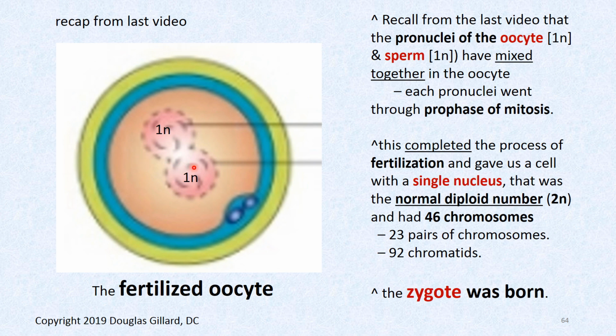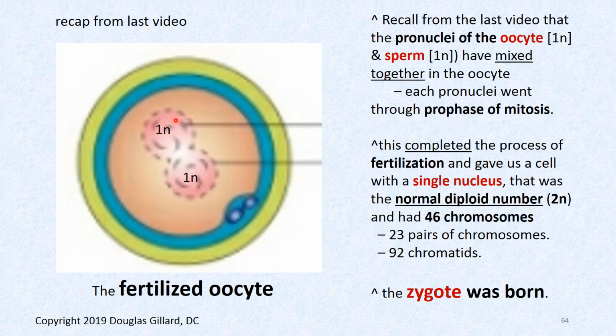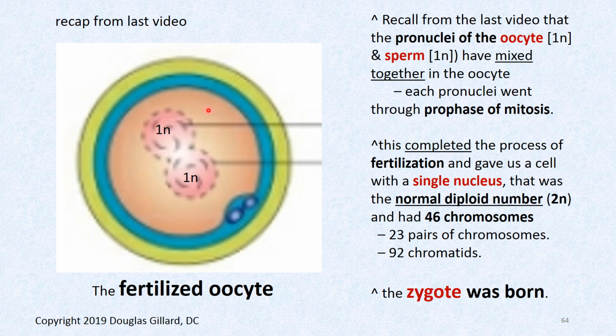At this point, we've gone through interphase already. We have 92 chromatids, but only 46 chromosomes. Okay, that's where we were. The nucleus of the newly formed zygote then completed the cell cycle. Instead of two nuclei individually going through mitosis and cytokinesis, together this acts as one big nucleus, and the whole thing continues the cell cycle. Once it gets through cytokinesis, we have two clones, two cells, where this thing splits right in half.